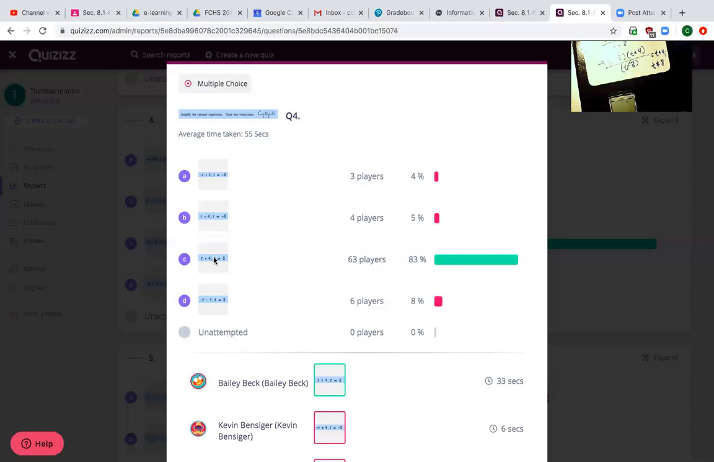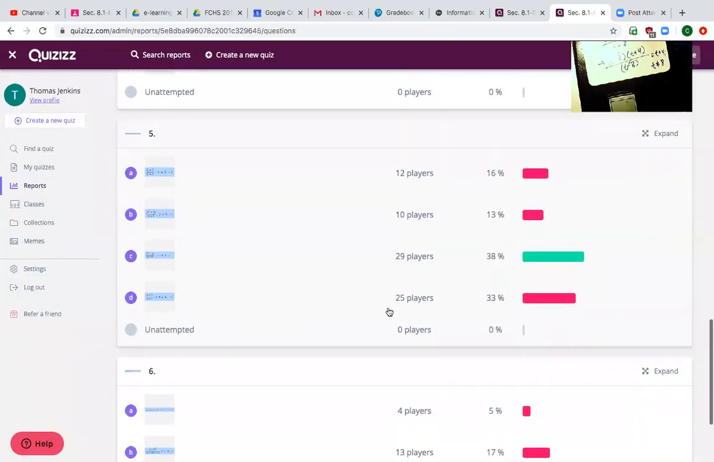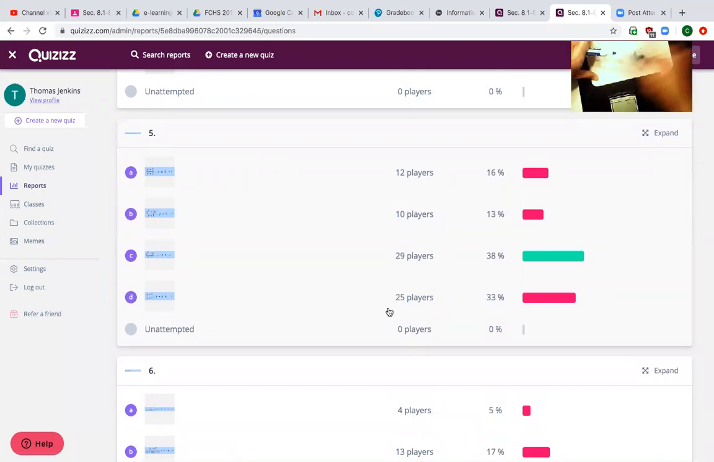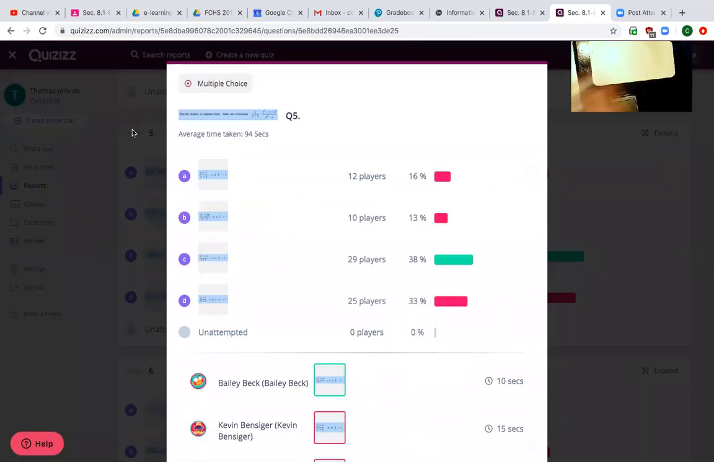All right, and then number 5, there's a good reason here why not nearly as many people got this one right. Because there was no correct answer choice. So that was me not doing a good job of catching my quiz. So let me just show you what the correct answer was on this one. And I apologize for the confusion.